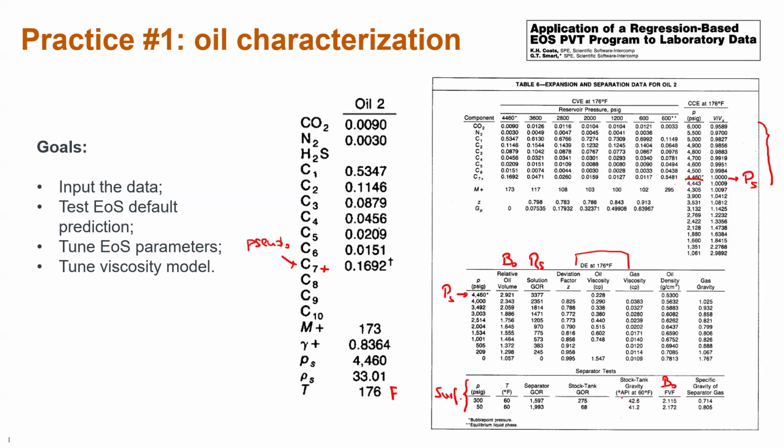So this API is the dead oil. It is the oil without gas. All the gas was already released because the pressure is very low and the temperature is very low as well. So all the hydrocarbon is in the oil phase in this case. So this density is very hard to predict by the equation of state without the third parameter. Okay, the third parameter was especially designed for cases like that.